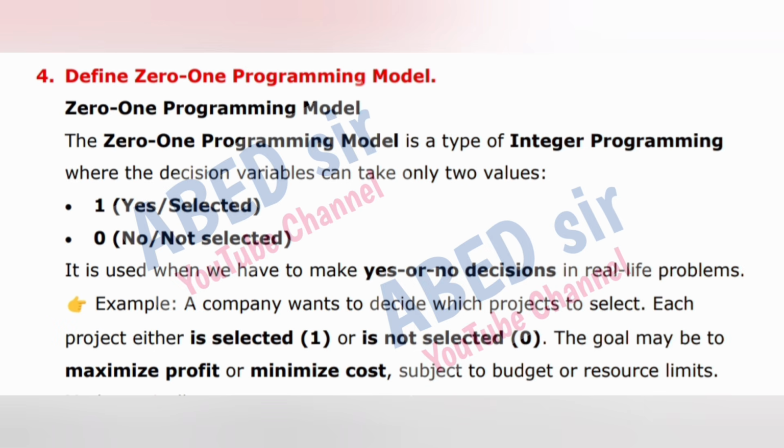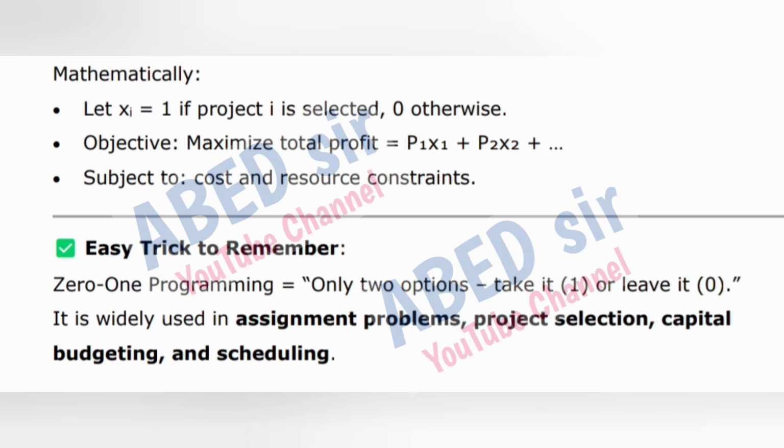The goal may be to maximize profit or minimize cost, subject to budget or resource limits. Mathematically, let x_i equal 1 if project i is selected, 0 otherwise. Objective: maximize total profit equals P1x1 plus P2x2 plus and so on, subject to cost and resource constraints. Easy trick to remember: 0-1 programming equals only two options, take it 1 or leave it 0. It is widely used in assignment problems, project selection, capital budgeting, and scheduling.